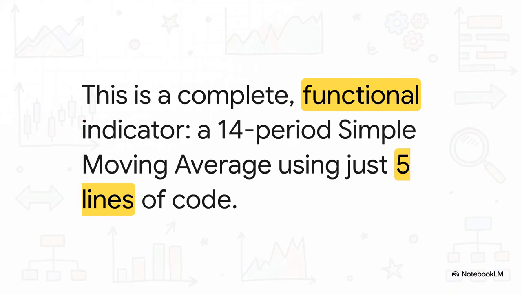And boom, there it is. That's it. This right here is a complete, totally functional indicator, a 14-period simple moving average, and just 5 lines of code. It's clean, it's easy to read, and it creates one of the most classic tools in all of trading. So let's break down what's actually going on here.